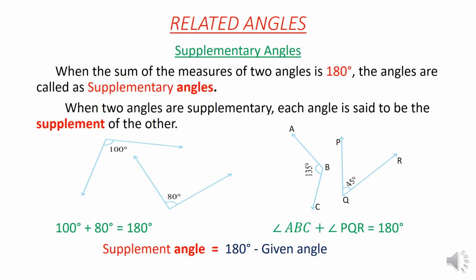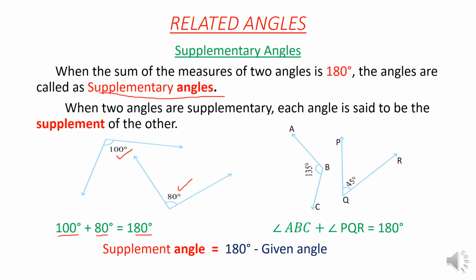Now, let us see the next pair of related angles, that is supplementary angles. When the sum of the measures of two angles is 180 degrees, the angles are called supplementary angles. When two angles are supplementary, each angle is said to be the supplement of the other. Here two angles are given, one is 100 degrees and the other is 80 degrees. If you add 100 degrees plus 80 degrees, you get the sum 180 degrees.